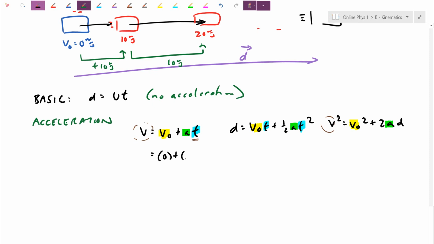We know we're starting from rest. We know my acceleration rate is 10. After every second you're 10 faster than you were to begin with, I multiply it by 20 seconds, and now I'm going to actually be at a speed of 200 meters per second.